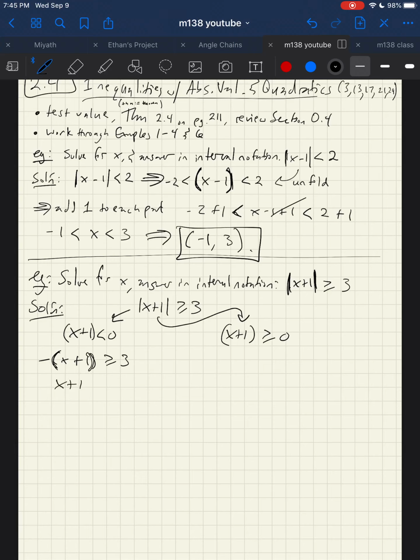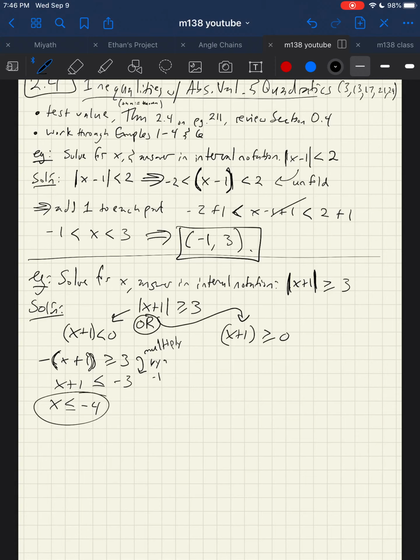So I'm going to multiply both sides by -1, and I get x plus 1 is less than or equal to -3. And this is because I multiplied by a negative, and that means that we flip the sign. Now here I subtract 1 from both sides, and I get x is less than or equal to -4. So x is less than or equal to -4 is part of my answer.